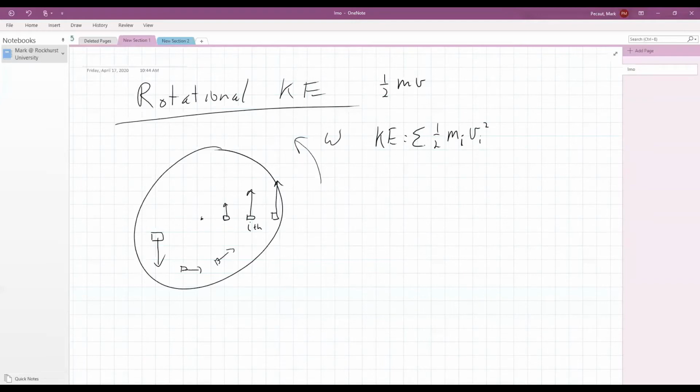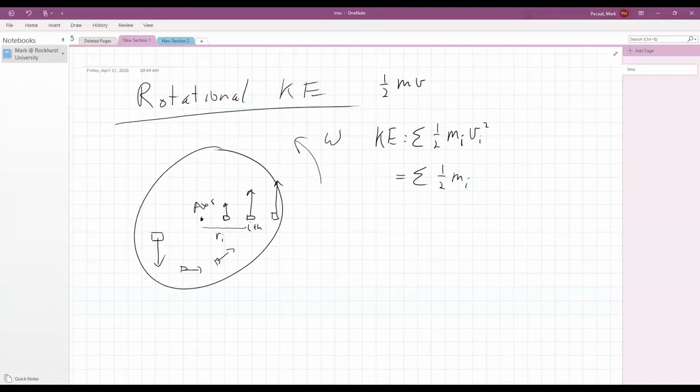Now, let's look at the situation for the ith chunk here. It's going to have a distance from the origin, from the rotation axis. So the axis is right here at the center. And if I work with that expression, I'm going to add up the mass for that.